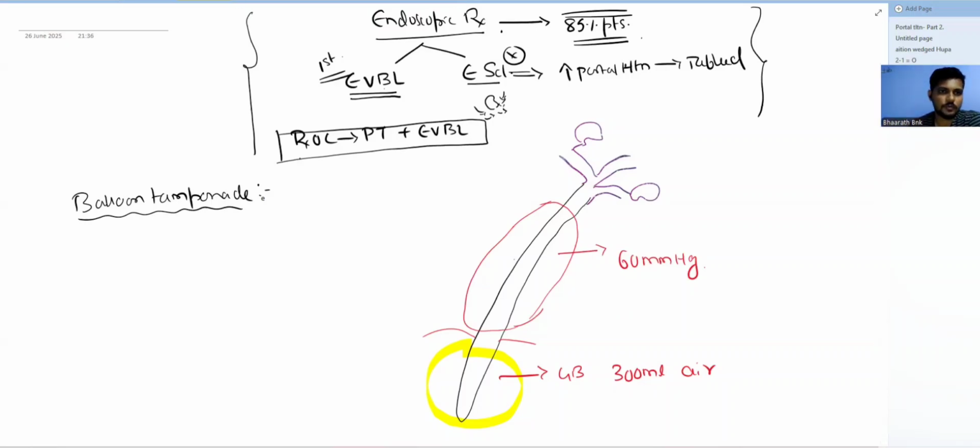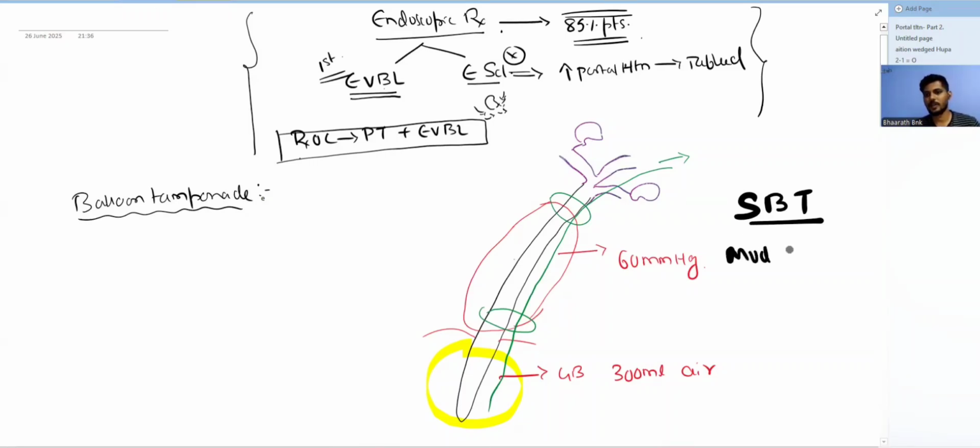So this balloon, they called it as Sengstaken-Blakemore tube, right? SBT. Right. So to this, they added one more channel, right? So they added this channel, which was an aspiration channel. So if at all some blood comes out, it could be aspirated out. So this aspiration channel was added to it, which is esophageal and gastric aspiration channel, and then they called it as modified Sengstaken-Blakemore tube.